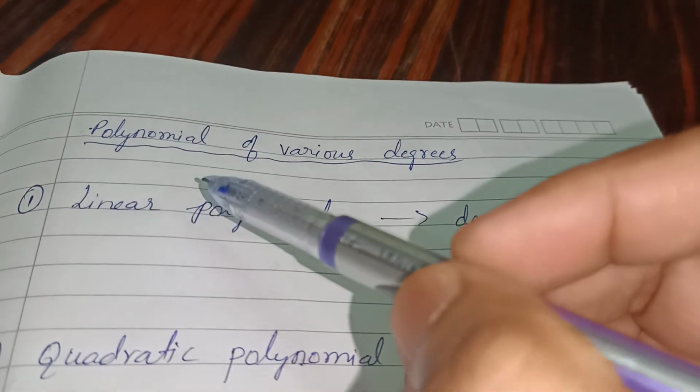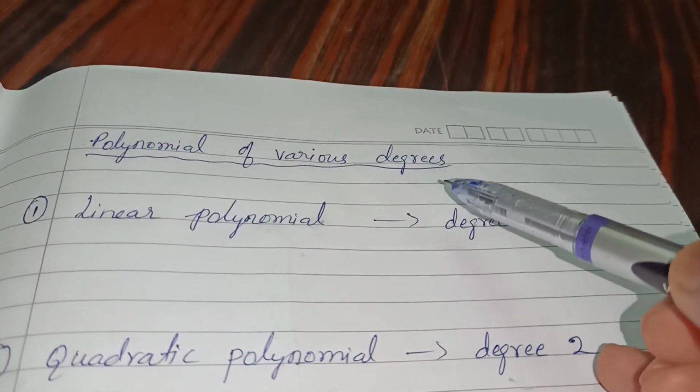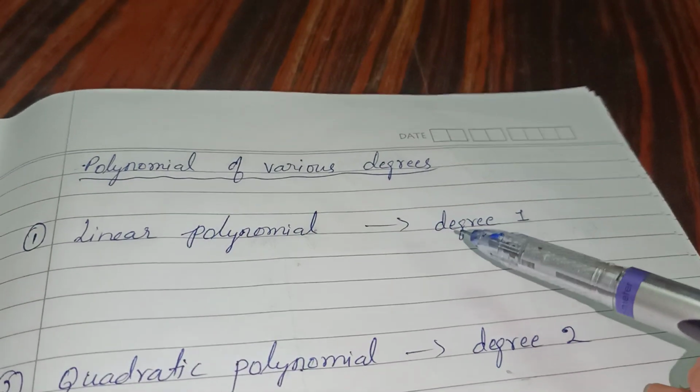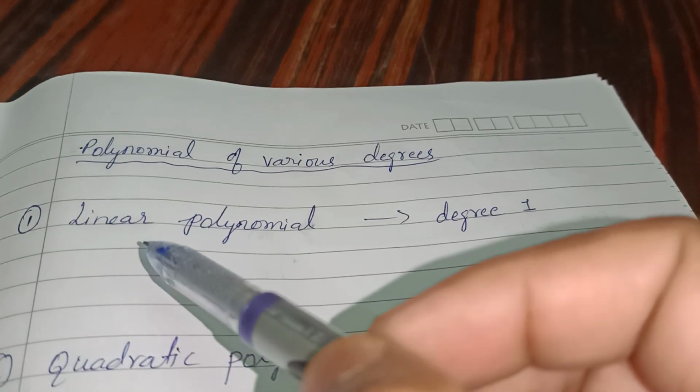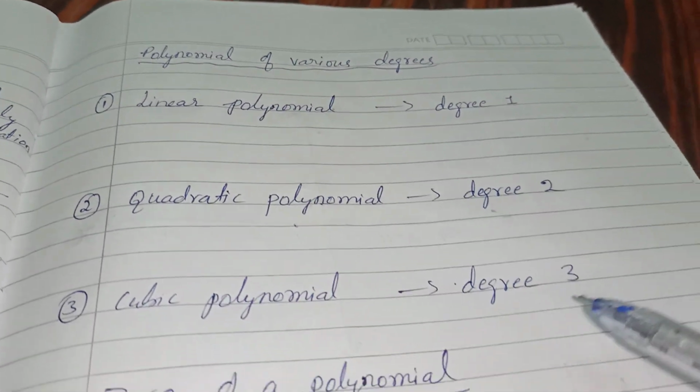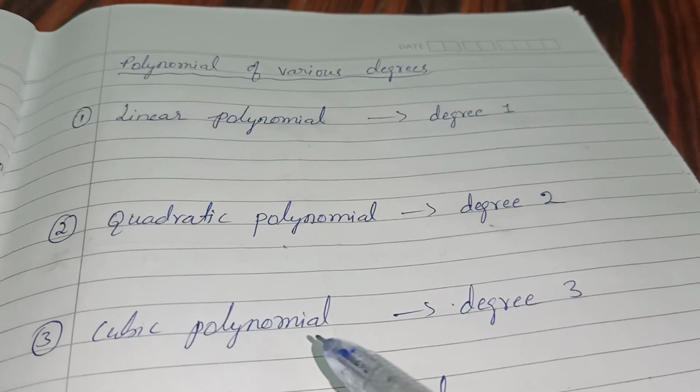So the next topic is polynomials of various degrees. The degree may be 1, 2, or 3. If it is 1, it is called a linear polynomial. If it is 2, it is called a quadratic polynomial. If it is 3, then it is called a cubic polynomial.